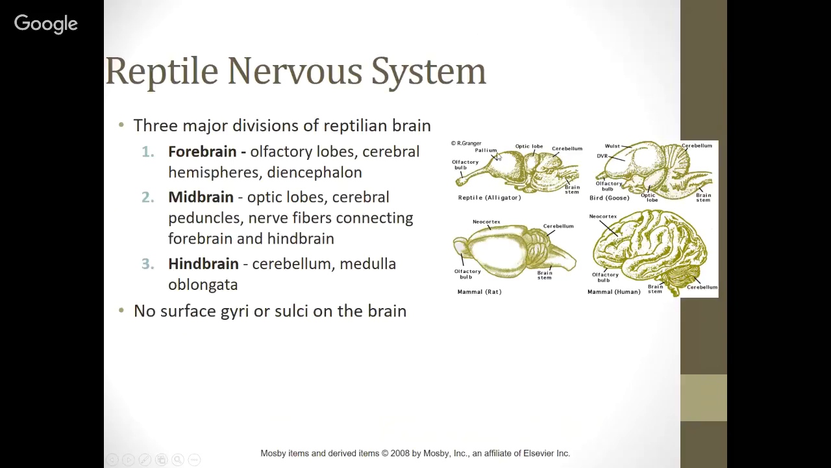So here's a reptile, an alligator, really, really big olfactory bulb and a very, very small cerebrum. In a bird, or a goose, there is a little sulcus here, so there's some thinking going on here. Here is a rat, which we know rats are fairly smart. They actually have a bilobed brain. And then in a human mammal, we have lots of gyri and sulci.